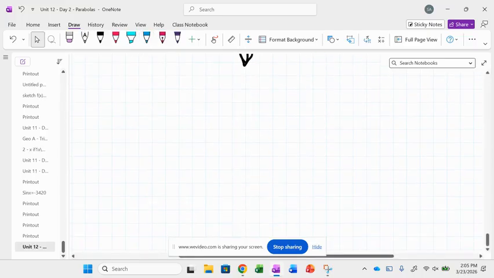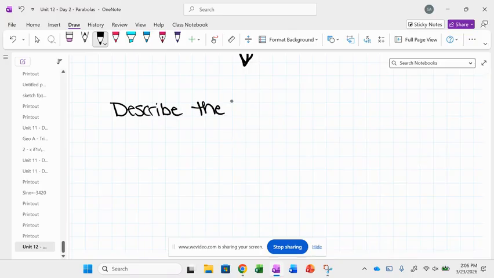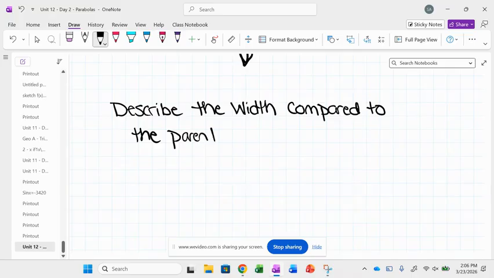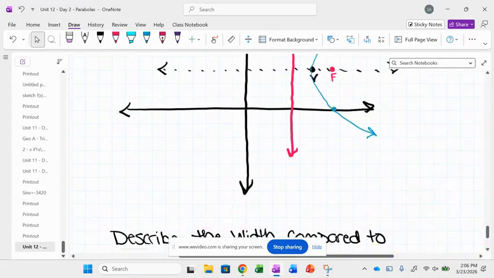Next part, what we're going to do is describe the width compared to the parent graph. So if I have, yes. When we were talking about things, yes.